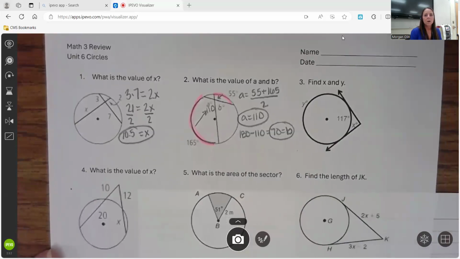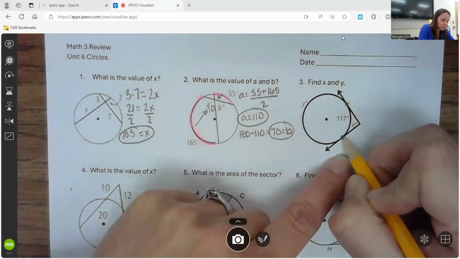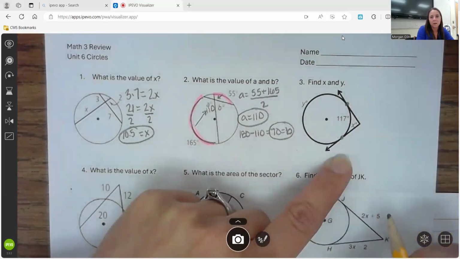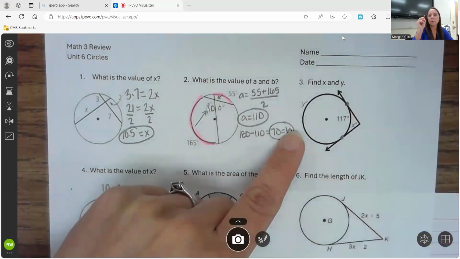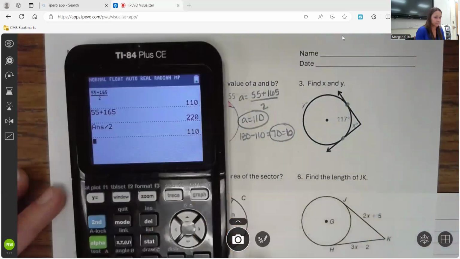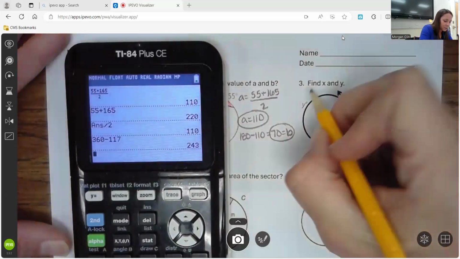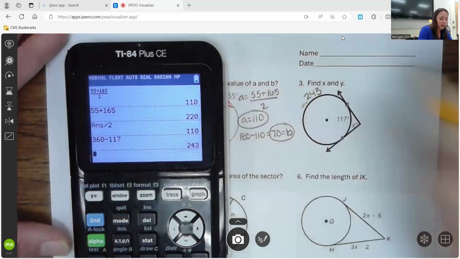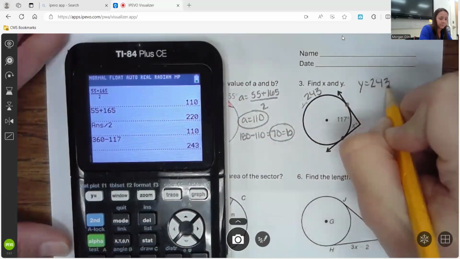Now, for this one, we want to find x and y. Now, notice these are two tangents. The definition of tangent is it touches in one point. It doesn't go through the circle in 2 points. That would be a secant. So here, remember, what is an entire circle? An entire circle is 360. So if I take 360, and I minus my only arc that I have, 117, it's 243. So this other arc right here is going to be 243. Well, that's what y is.